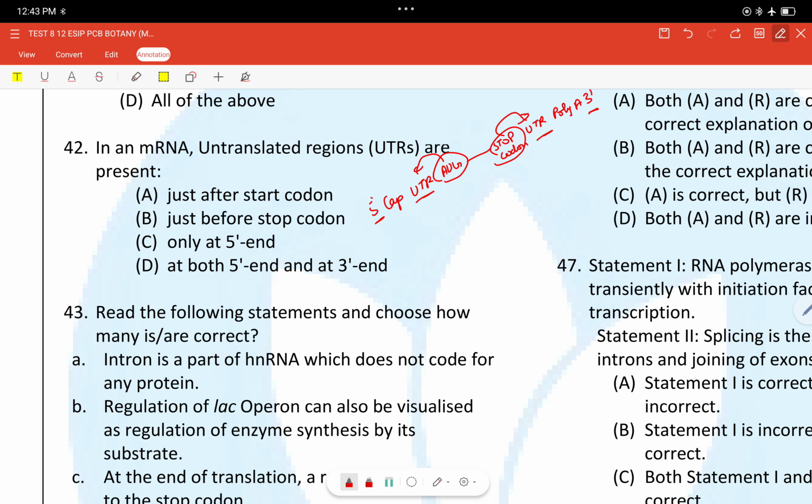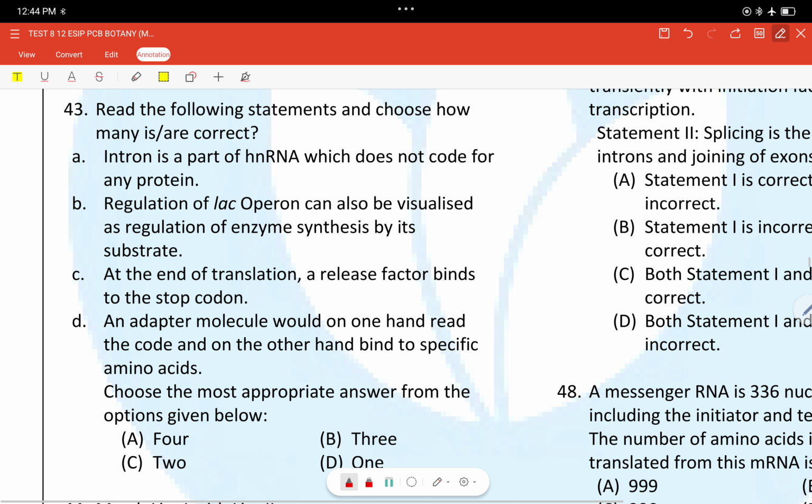So in an mRNA, untranslated regions or UTRs are present just after the start codon, incorrect. Just before the stop codon, incorrect. Only at the 5 prime end, that is also incorrect. At both the ends, the 5 prime end and 3 prime end, that is absolutely correct. Read the following statements and choose how many are correct.